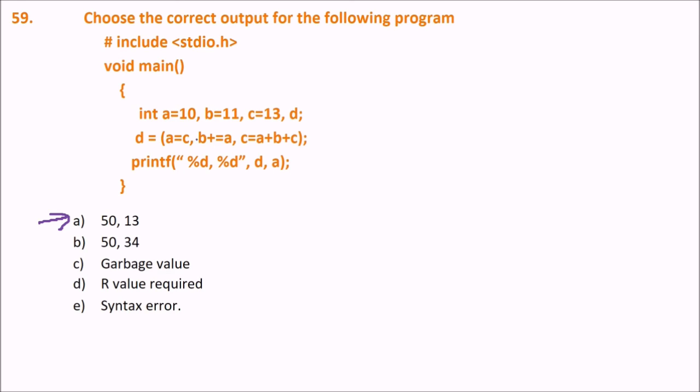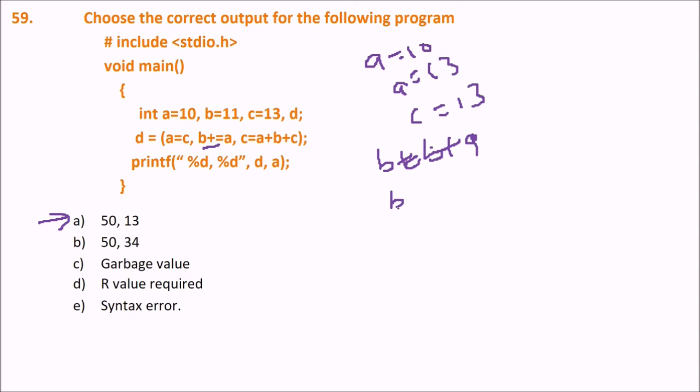First is A is equal to C, so A is assigned C. C was 13. So now A is 13, C is 13. Let us take the second one, B plus is equal to A, means B is equal to B plus A. B was 11, A has become 13, so B will be 24. So now B is 24, A is 13, and C is 13.